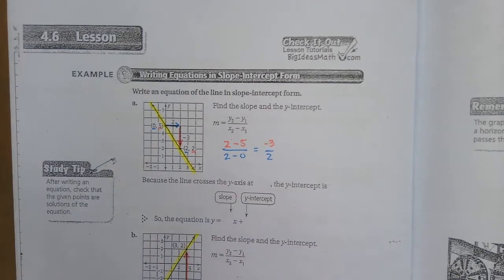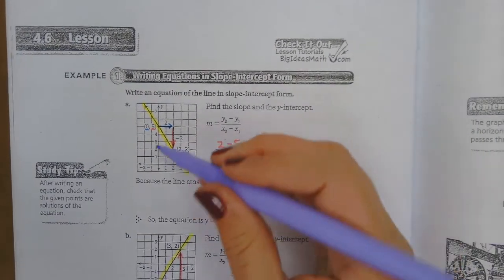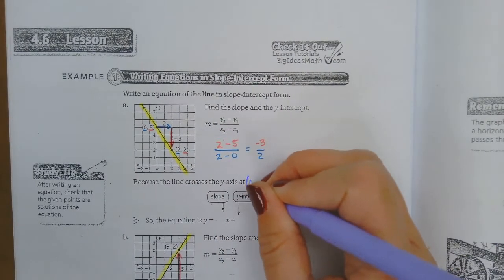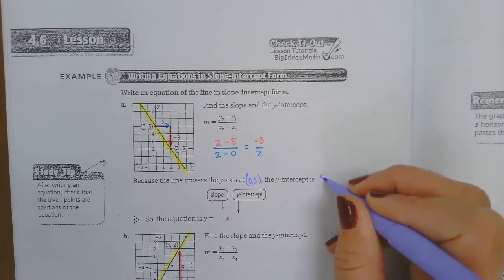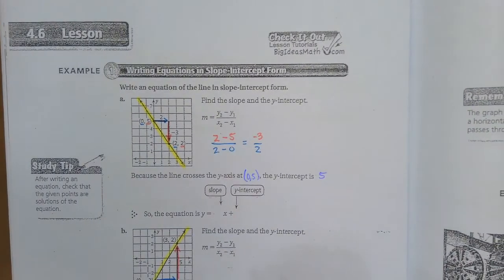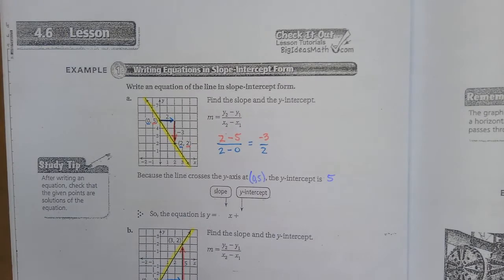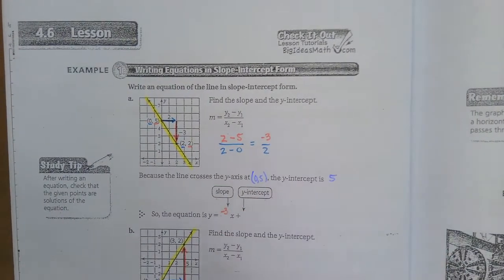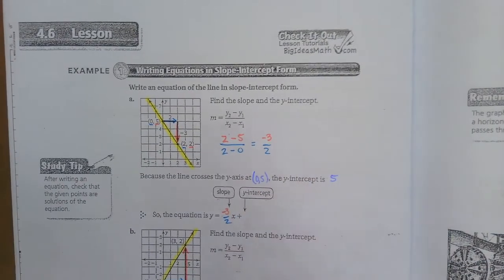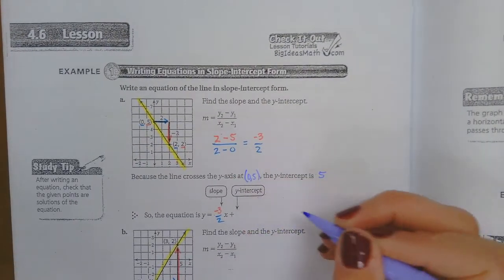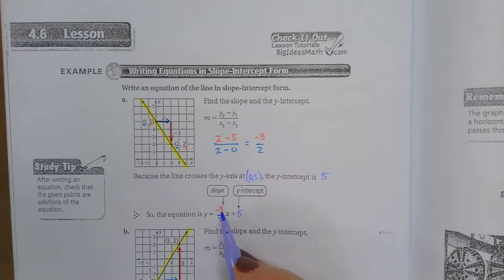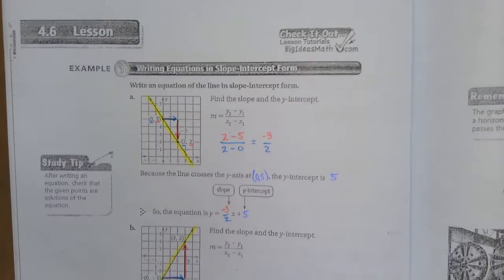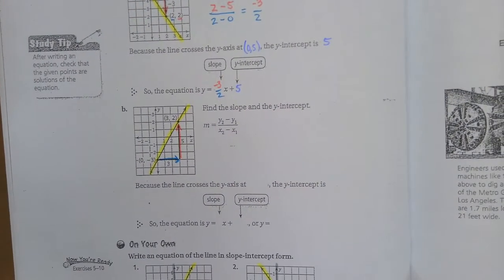The line crosses the y-axis at 0, 5, so the y-intercept is 5. Then you just put those together, and kind of color code this: the slope, negative 3 halves, x plus 5. Y equals negative 3 halves x plus 5. That would be our equation in slope-intercept form. Let's look at another one.